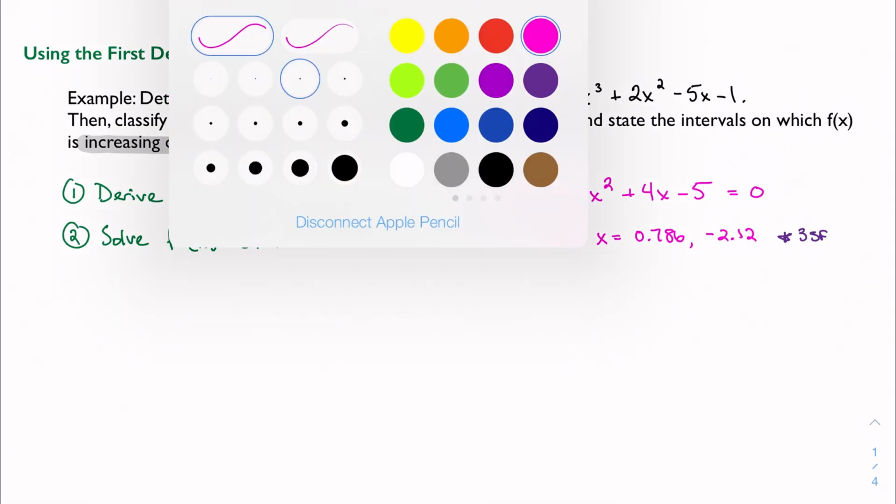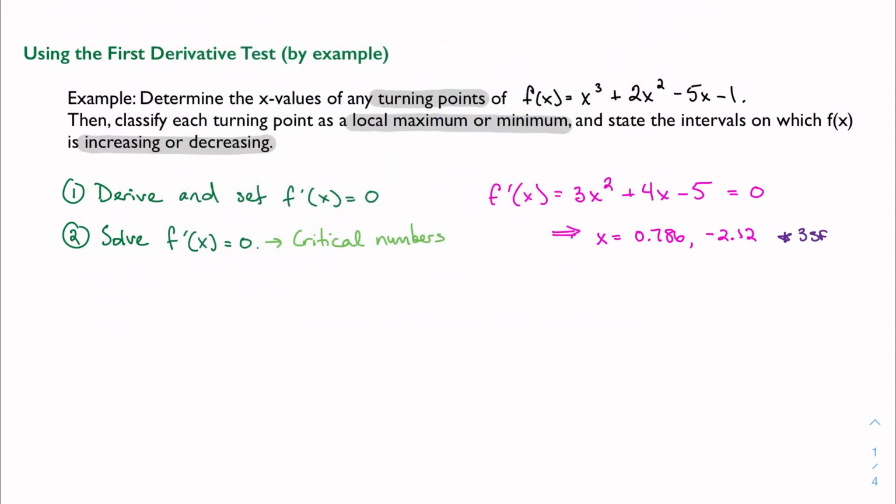So I've got my critical numbers, and now what? I need to know a few different things. If I look back at the problem, I've already established one thing. I've established the x values of any turning points of the graph, because we said before, turning points is just another name for critical values or critical numbers. So here are my turning points.